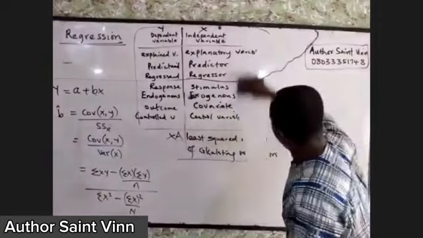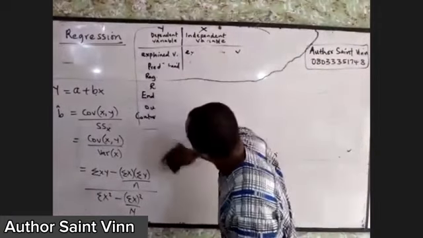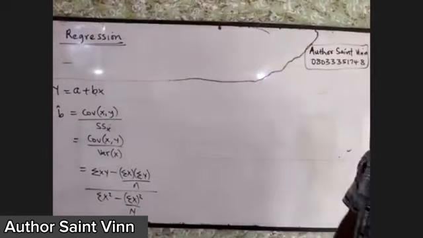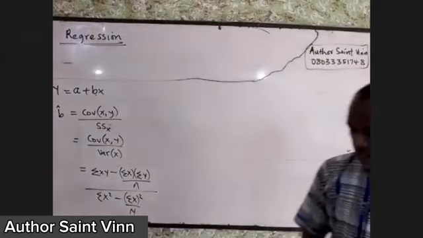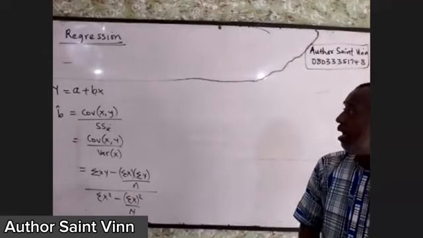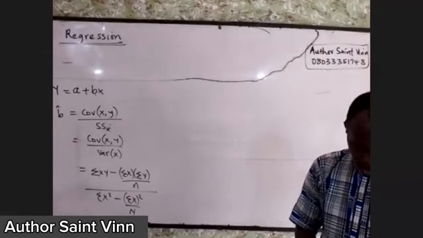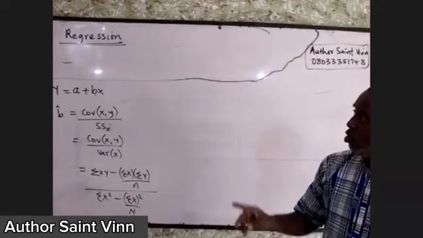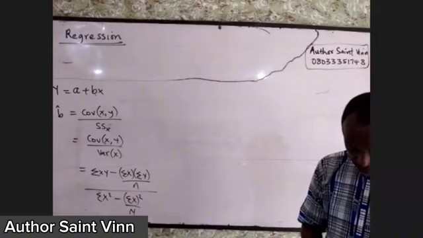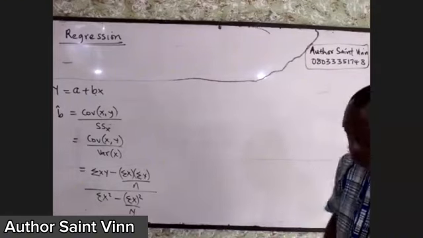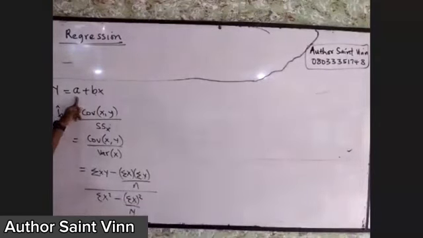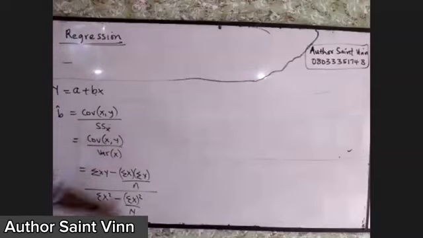Good. So let's write the formula so that we can understand when we see the question. That is how to find beta. Once you have found B, the slope, the next thing is to find A, because after finding B, you must find A to be able to get the equation of the regression.